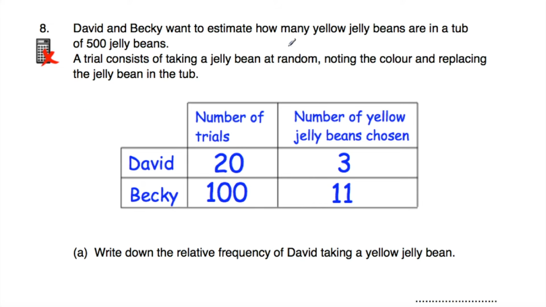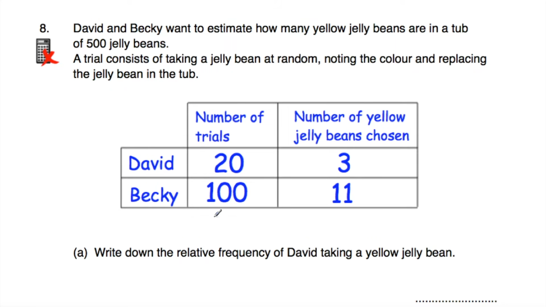So question number 8 said, David and Becky want to estimate how many yellow jelly beans are in a tub of 500 jelly beans. There's 500 jelly beans in a tub, and a trial consists of taking a jelly bean at random, noting the colour, and then putting the jelly bean back into the tub. So they're just randomly picking out jelly beans, looking at them and putting them back in. Obviously probably mixing them all up before taking each one out. And then we've got here David, number of trials. So how many times did he do this experiment? 20 times. And the number of times that he chose the yellow jelly bean was 3 times.